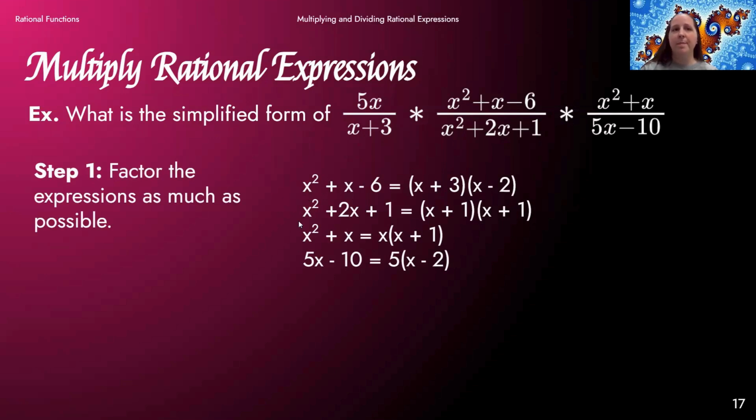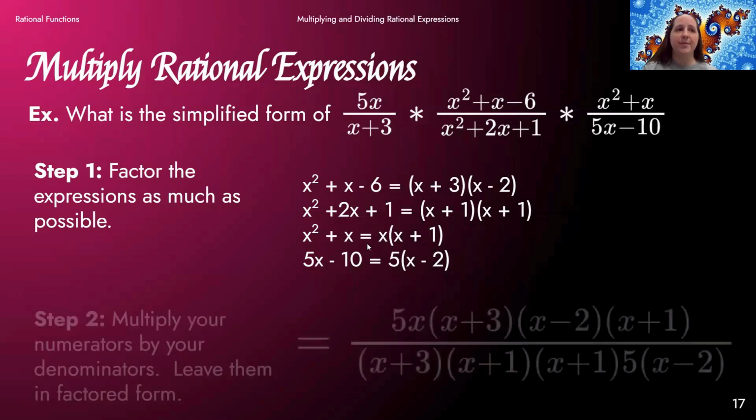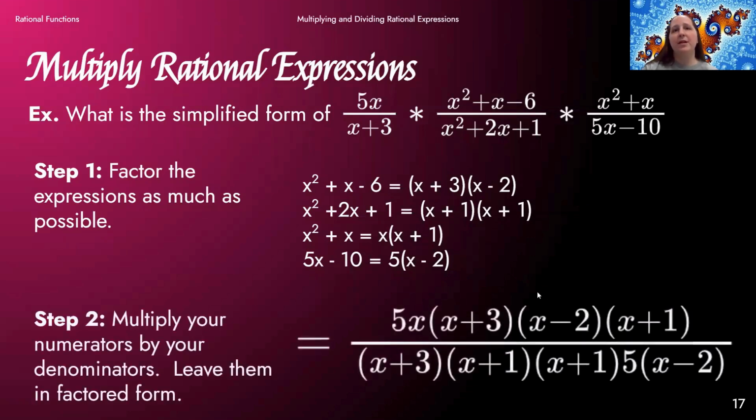x minus 2. X squared plus 2x plus 1 becomes x plus 1 times x plus 1. And x squared plus x, I can factor out an x, so I have x times x plus 1. And then 5x minus 10, I factor out a 5, so I'm left with 5 times x minus 2. Okay, and then I multiply everything together. So all my numerators together, all my denominators together. Leave them in factored form because this way you'll be able to cancel out factors that are common.